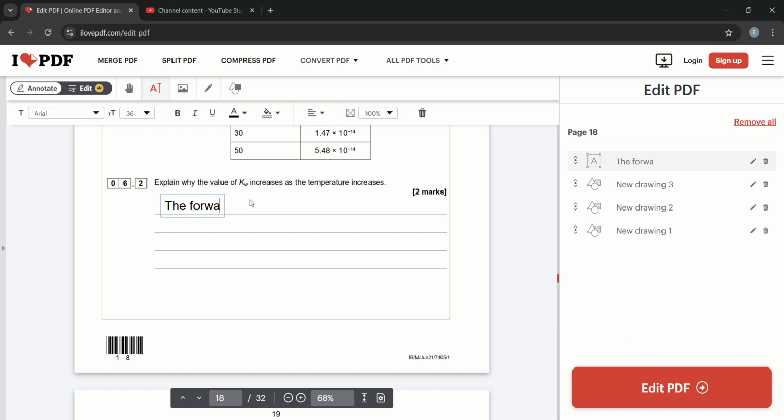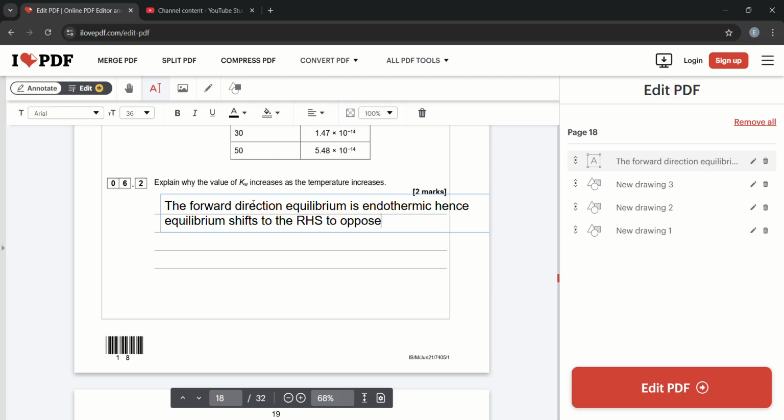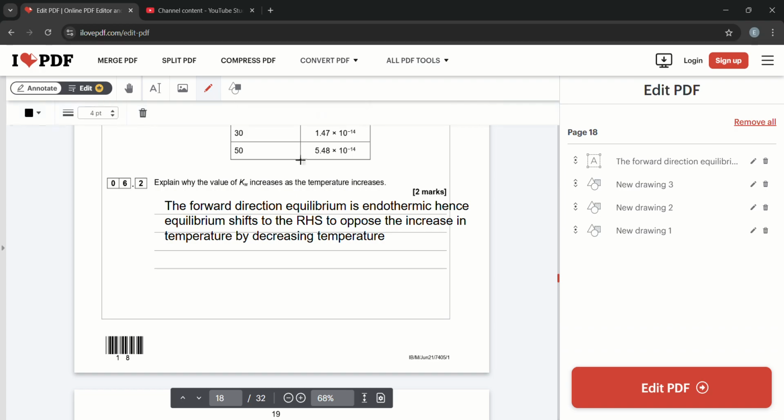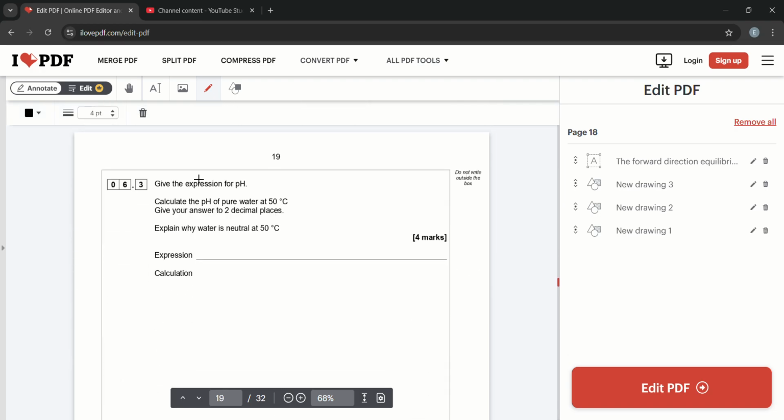The forward direction of the equilibrium is endothermic, hence equilibrium shifts to the right hand side to oppose the increase in temperature by decreasing temperature. Endothermic forward direction. Give the expression for pH.